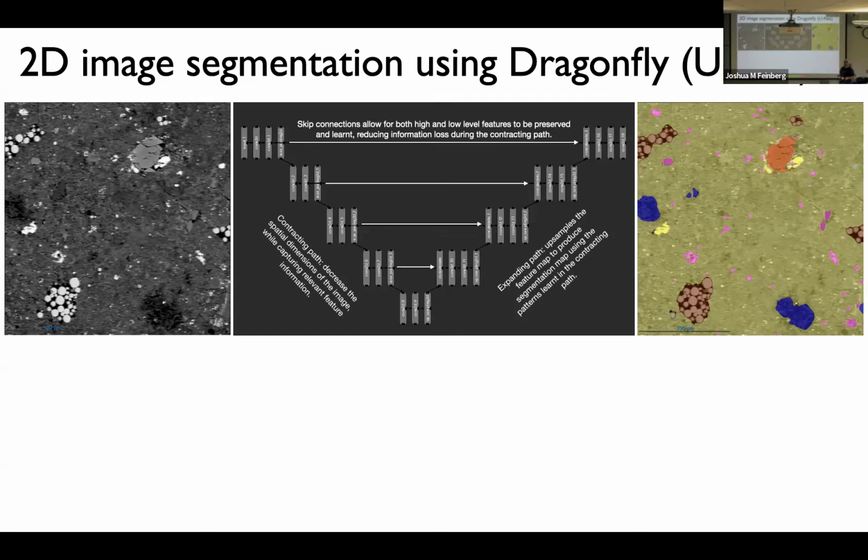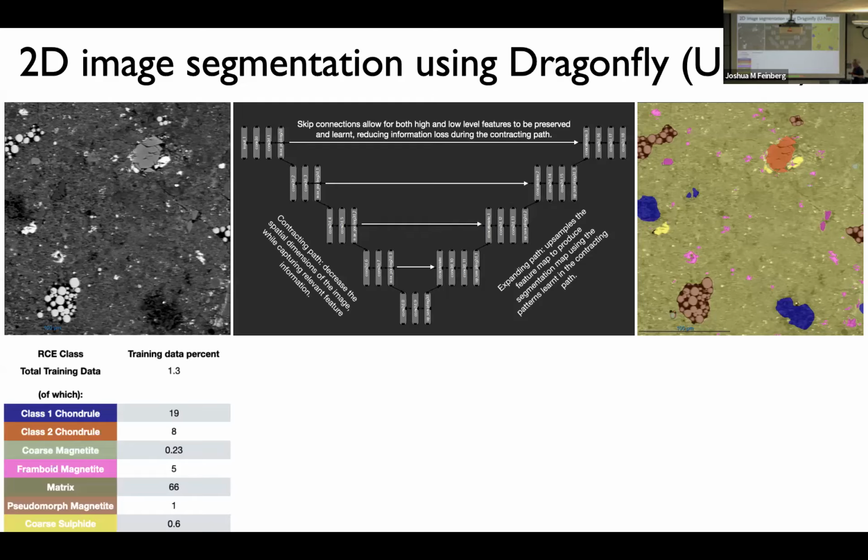Okay? In this case, we've chosen 7 objects. So we've got class 1 chondrules, which are these sort of dark regions. Class 2 chondrules, which are the lighter ones up at the top. Coarse, isolated magnetite particles, sort of in the upper right of that image. Framboidal magnetite, which is this sort of stuff here on a very fine scale. The matrix, which is the phyllosilicate matrix that makes up a big proportion of the sample. These magnetite pseudomorphs, which are these distinct features here, and then coarse sulfides. So you can see just the bright stuff around that type 1 chondrule at the top is coarse sulfide.